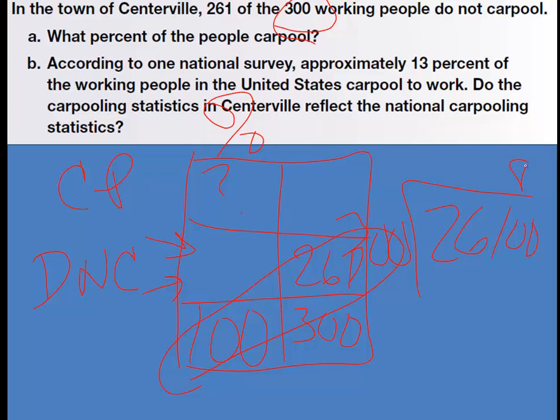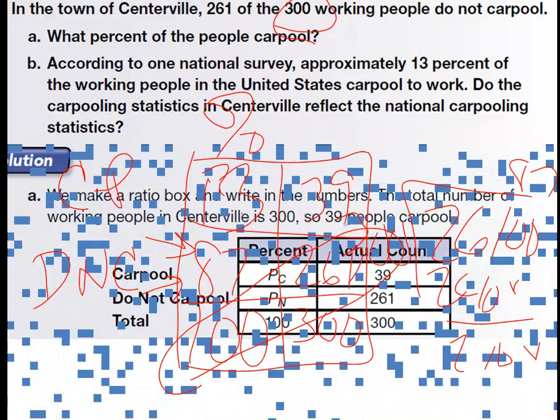8 times 300 is 2,400, then 2,100, and then it'd be another 7, 87. 87% did not carpool, and that means that 13% did. And then 300 minus 261 is going to leave us 39 people, right? So 87 and 13. Let's go ahead and see if we did that right.